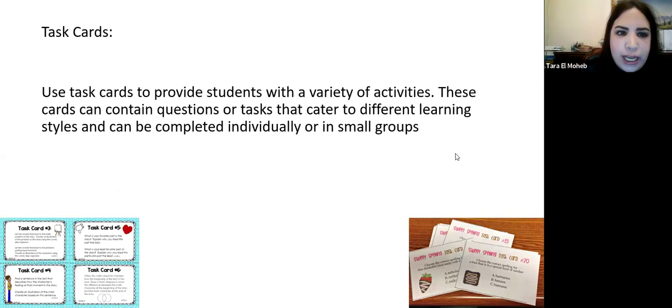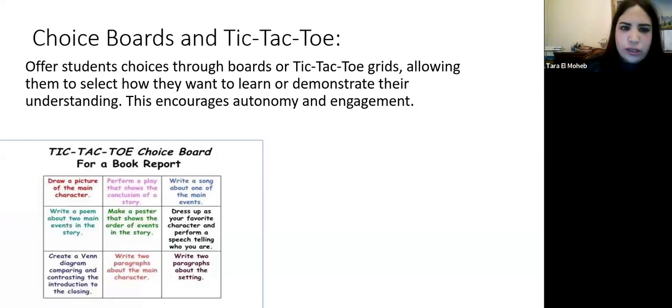Task cards. Use task cards to provide students with a variety of activities. These cards contain questions or tasks that cater to different learning styles and can be completed individually or in smaller groups, like those task cards. You can make them an activity. For example, you can ask one of the students to come to you and pick out a task card and then do something with the task card. You can give them 4 task cards. Here you have 4, and let them pick only one and do an activity based on it. This will motivate students.